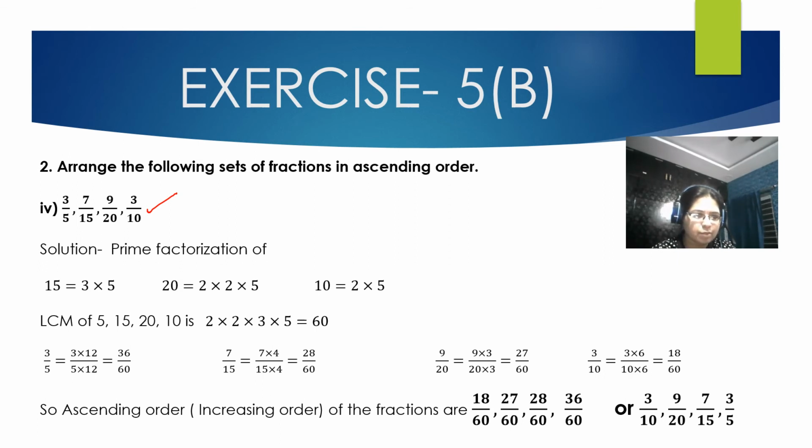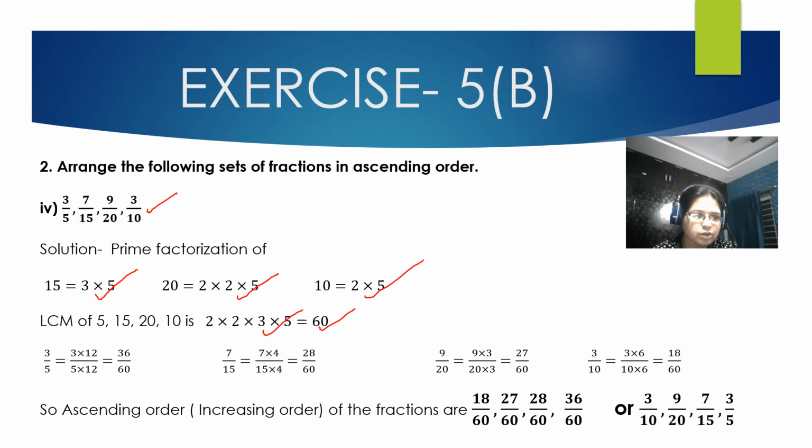Prime factorization of 5 is 5. Prime factorization of 15 is 3 multiplied with 5. And prime factorization of 20 is 2 multiplied with 2 multiplied with 5. Prime factorization of 10 is 2 multiplied with 5. Now LCM of 5, 10, 15 and 20 is 2 multiplied with 2 multiplied with 3 multiplied with 5. 2 multiplied with 2 multiplied with 5 is 20. 20 multiplied with 3 is 60. So LCM of 5, 10, 15, 20 is 60.